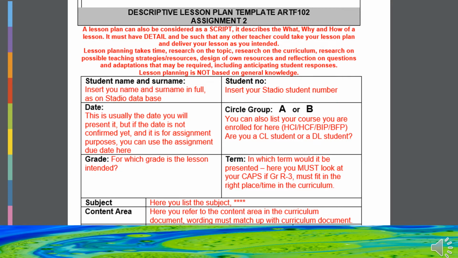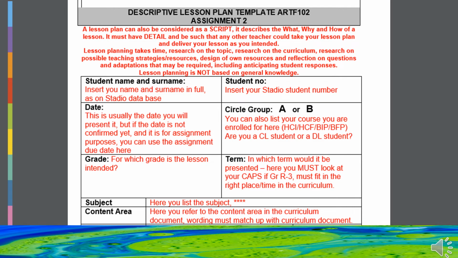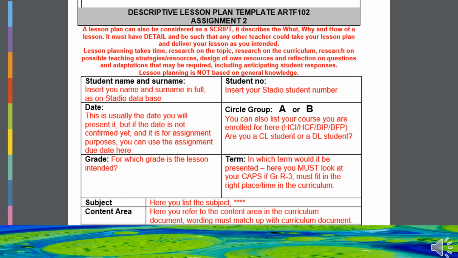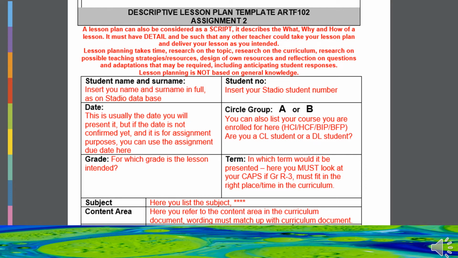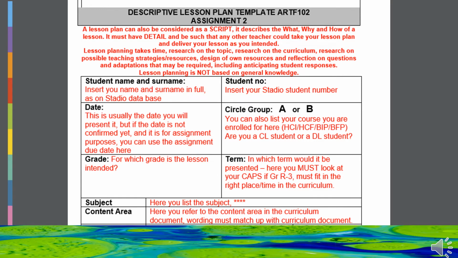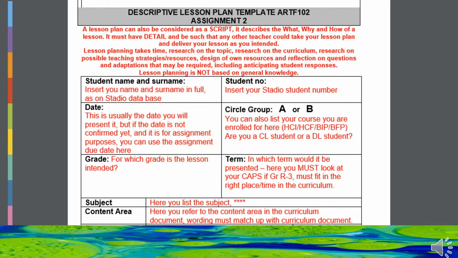Remember, lesson planning is not based on general knowledge. You are very familiar with these kind of lesson plans already, but let's take a quick look. So make sure you include your student name and surname as well as your student number. The date, you circle A or B. This is where you list your course of whether you are FP or higher certificate. Are you a contact learning or distance learning student? And which grade is this lesson intended for, as well as which term in which it will be presented. This is where you need to refer to CAPS to place it at the right time. Your subject and your content area.